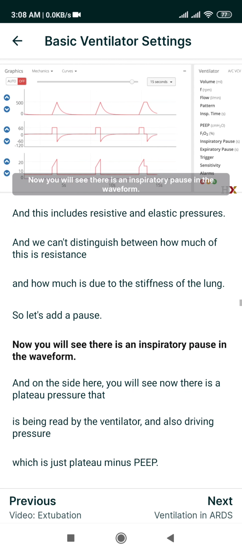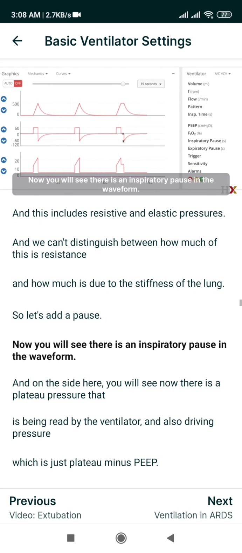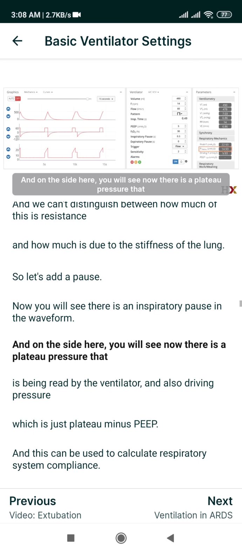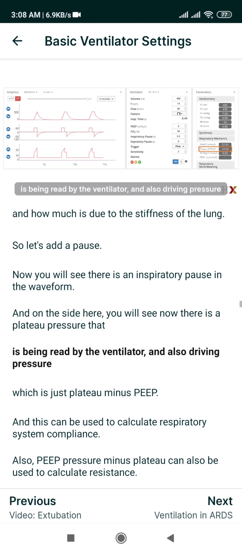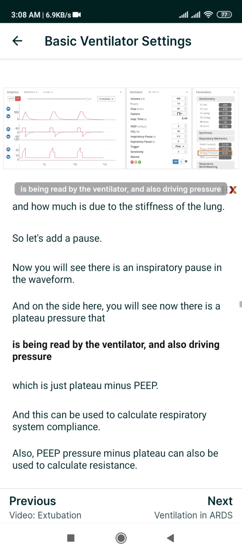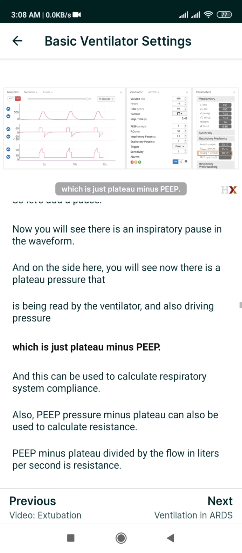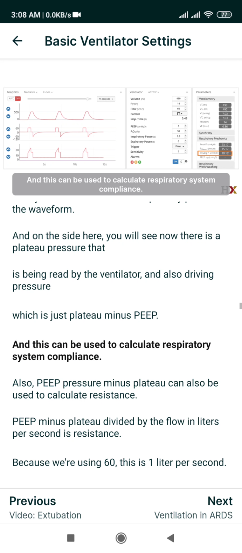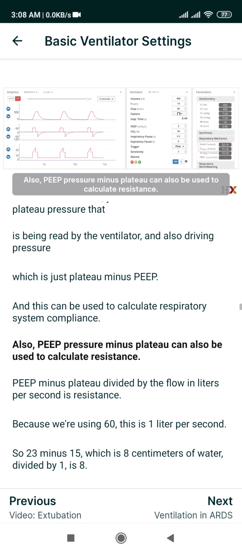Now you will see there's an inspiratory pause in the waveform. And on the side here, you will see now there is a plateau pressure that is being read by the ventilator, and also driving pressure, which is just plateau minus PEEP. And this can be used to calculate respiratory system compliance. Also, peak pressure minus plateau can also be used to calculate resistance.